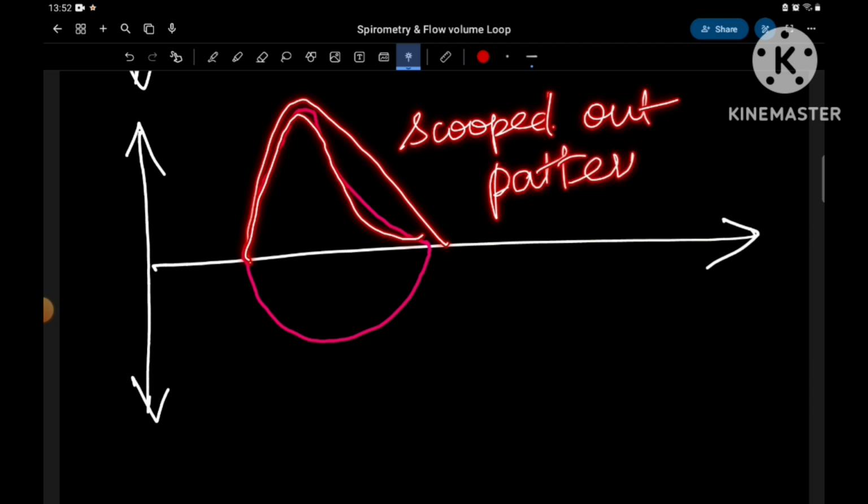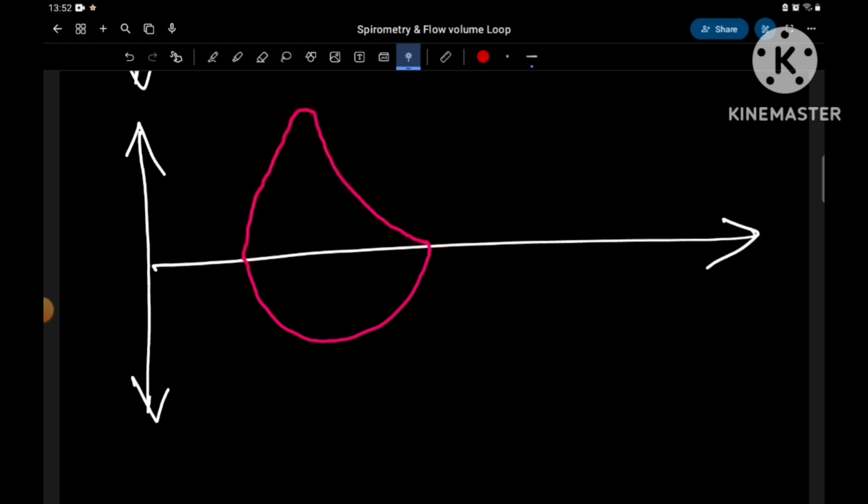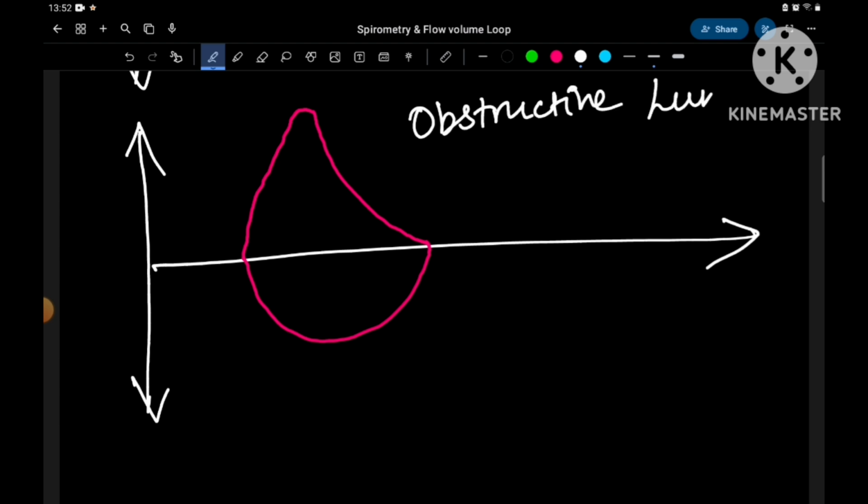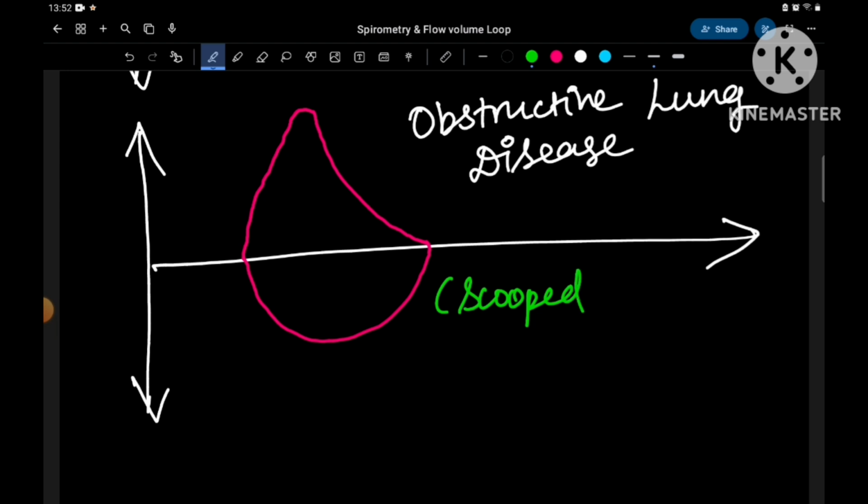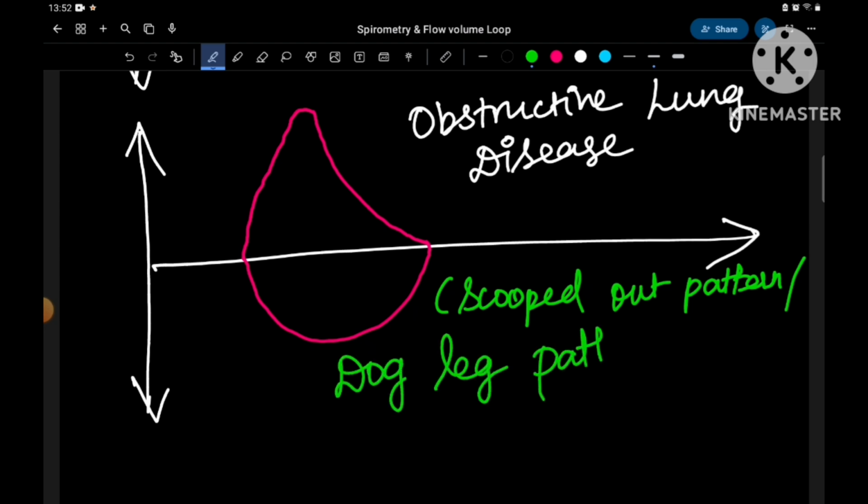So what is this scooped out pattern, guys? What diagram is this? This is nothing but the flow volume loop seen in obstructive lung disease. And the pattern name is scooped out pattern, or dog leg pattern.